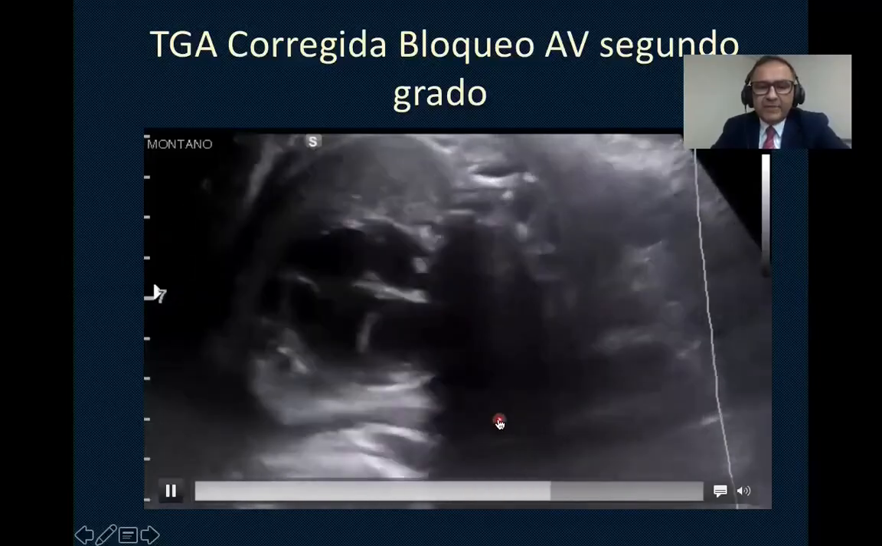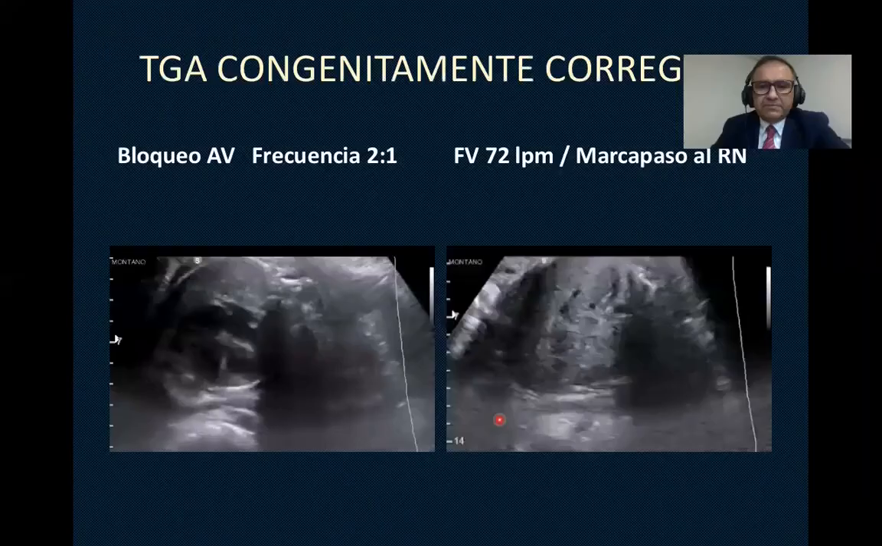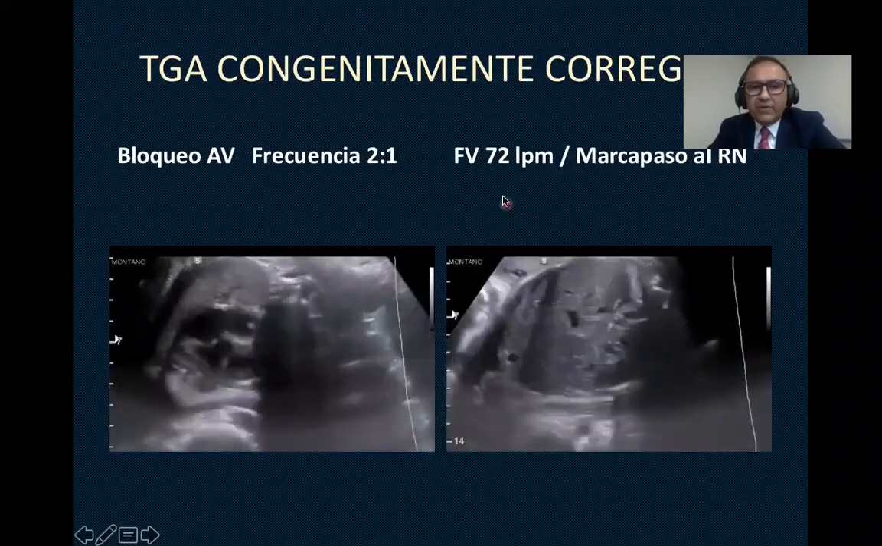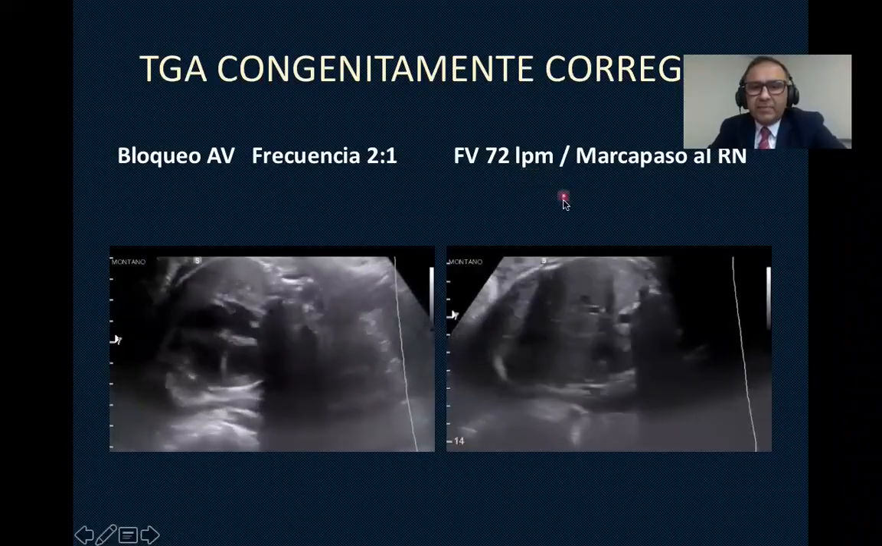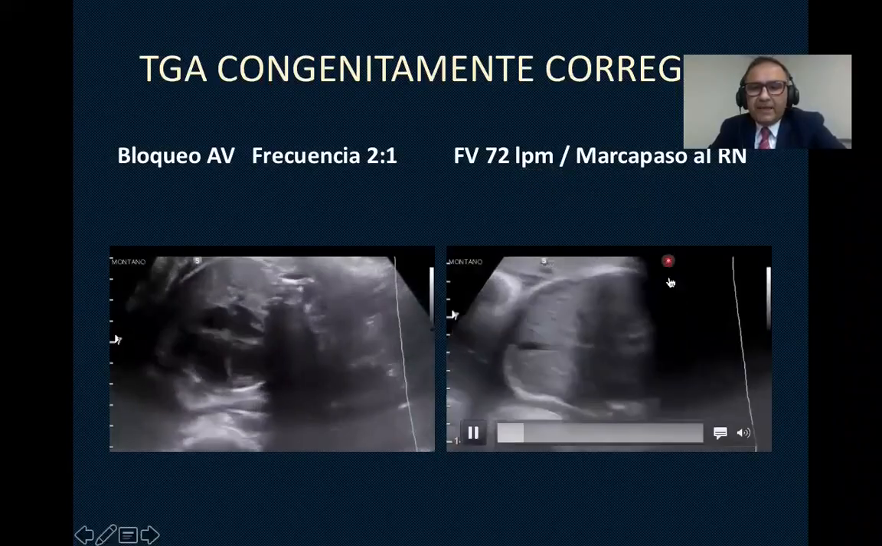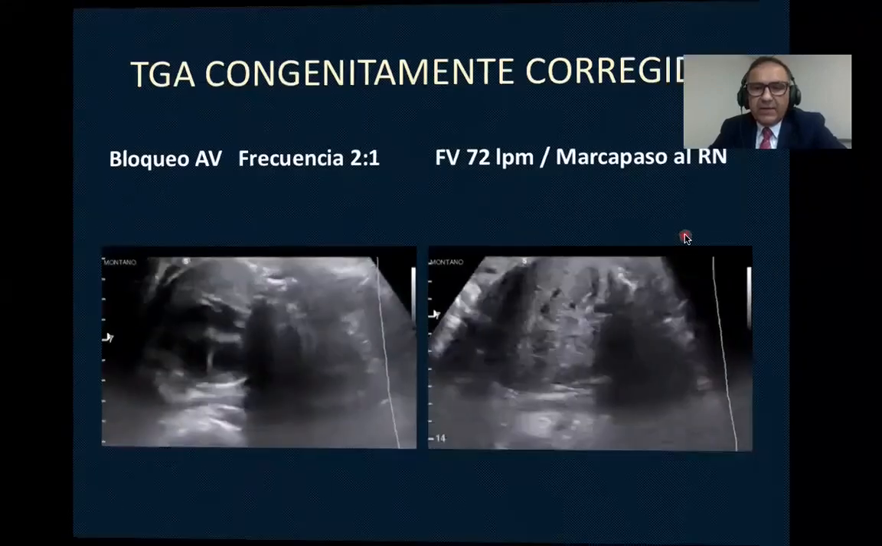There is an atrioventricular block. There was a third-degree atrioventricular block with an atrial rate of 142 beats per minute and a ventricular rate of 72 beats per minute. A pacemaker was placed in the newborn for this patient.